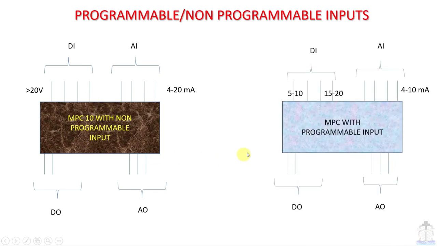Now in case of MPC, if I want to make this channel read only from 4 to 10 milliampere, I can do that. This channel, if I want to read from 10 to 20 milliampere, I can make. Similarly, in digital input, if I want this channel to read from 15 to 20 volt, that means below 15 it will sense 0, and between 15 to 20 it will sense 1. Similarly, here in this channel I will make it read between 5 to 10 volt. So I can customize depending upon my choice.